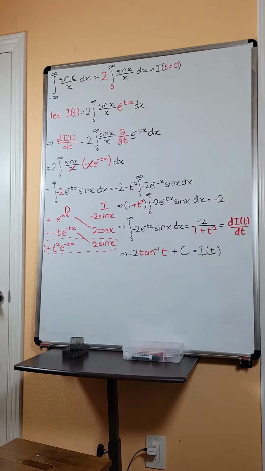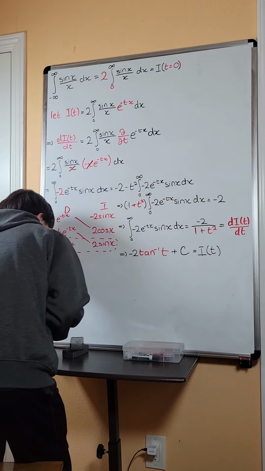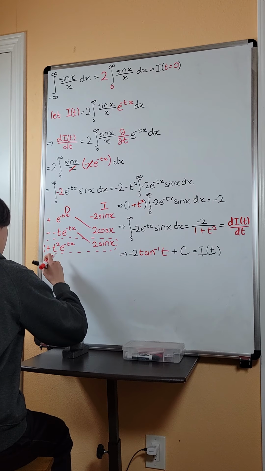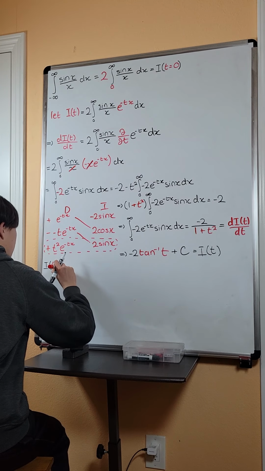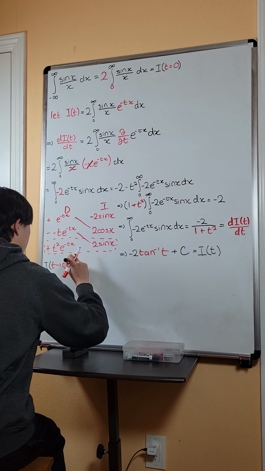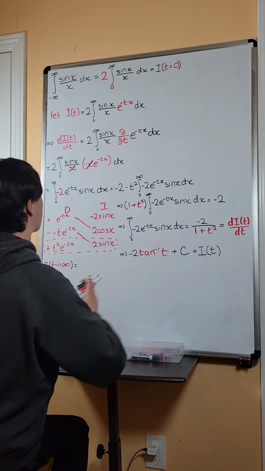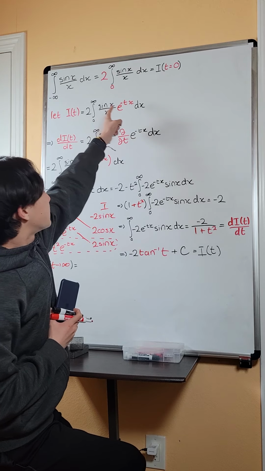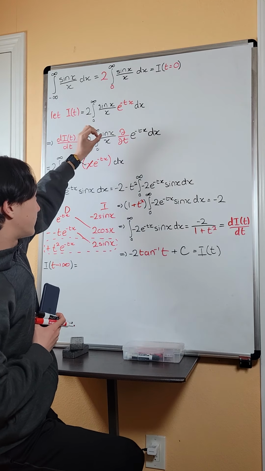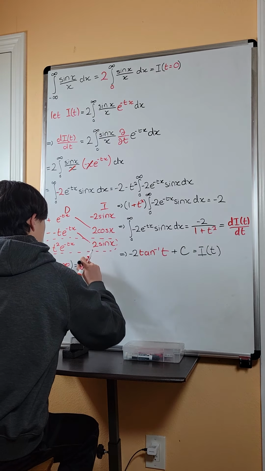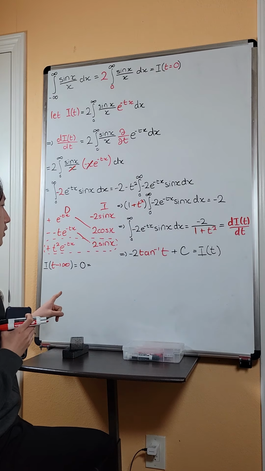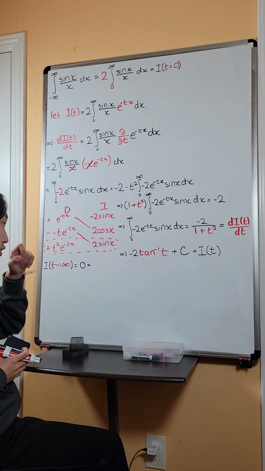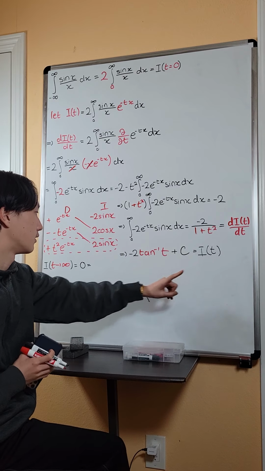So why don't we do that on the left side of the board? I of t approaches positive infinity. On the right-hand side, earlier we determined that this exponential goes to 0. Anything times 0 is 0. Integrating 0 gives you 0. So this is equal to this. Now notice that I of t is also this thing. So plugging in t approaches infinity, we also have to do that here.